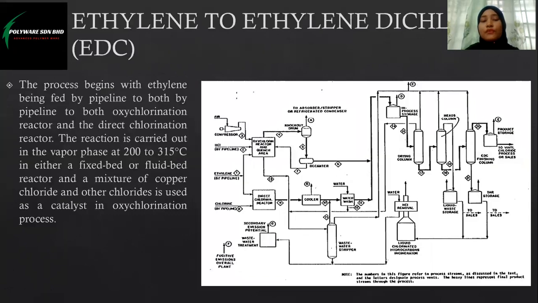Next is the processing of ethylene to ethylene dichloride, EDC. The process begins with ethylene being fed by pipeline to the oxychlorination reactor. The reaction is carried out in the vapor phase at 200 to 315 degrees C, in a fixed bed or fluid bed reactor. The reaction also uses copper chloride and other chlorides as the catalyst in the chlorination process.